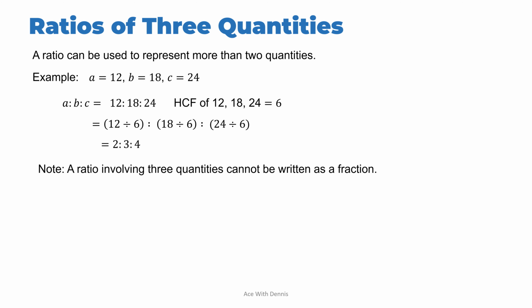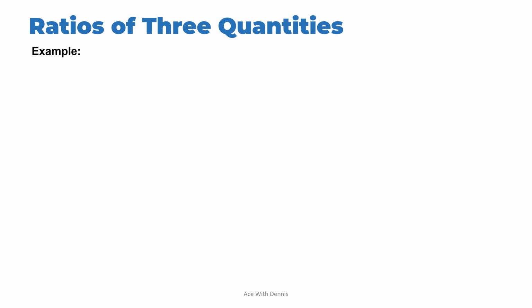Notice that a ratio involving three quantities cannot be written as a fraction. Let's look at this example. If the ratio of A to B equals 2 to 3 and the ratio of B to C equals 5 to 6, find the ratio of A to B to C.